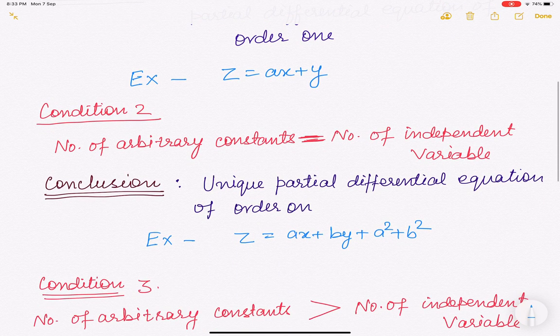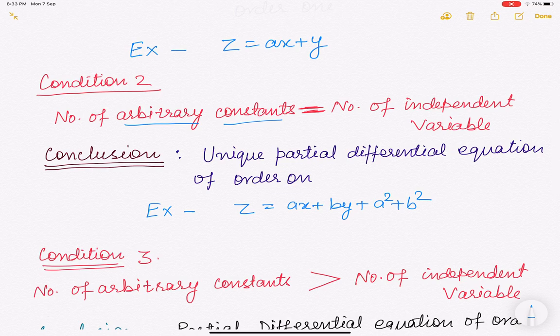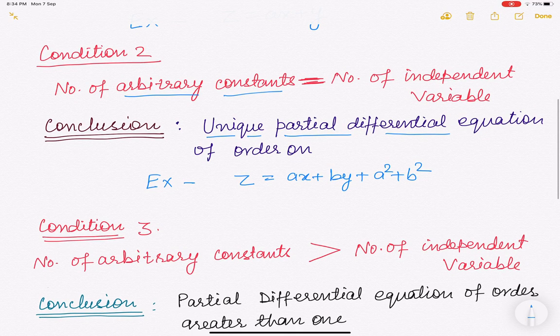Condition 2 which you encounter is when the number of arbitrary constants is equal to the number of independent variables. In this particular case, we get a unique partial differential equation, and the answer will be unique, and each student will get the same solution.